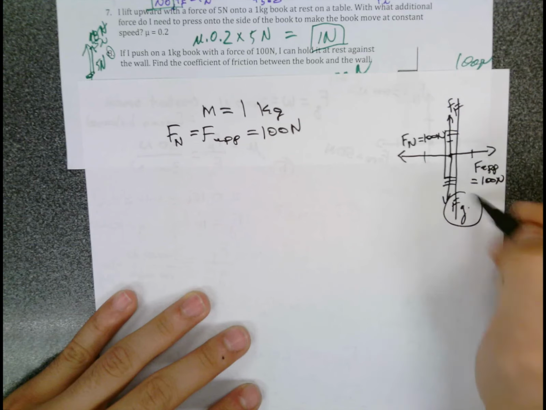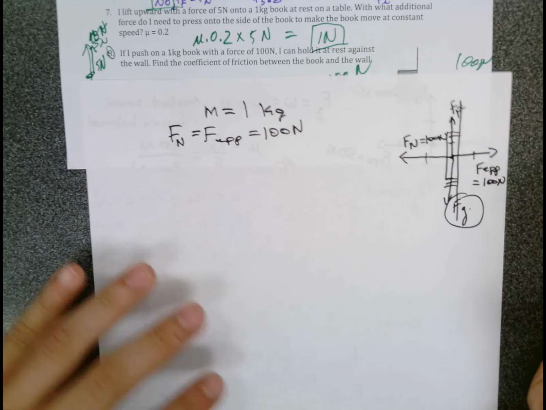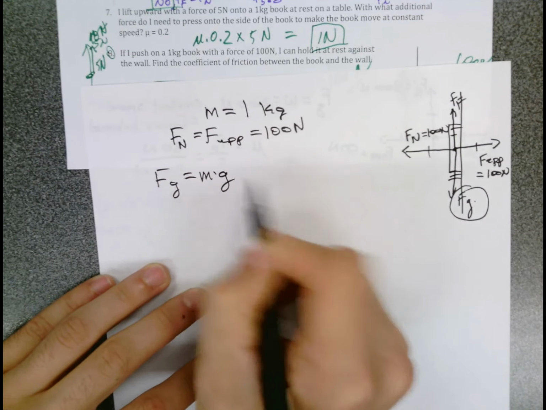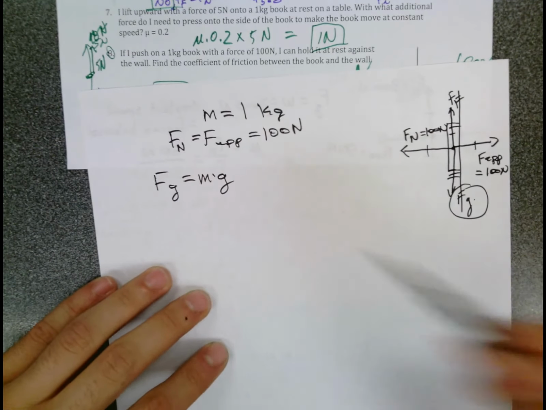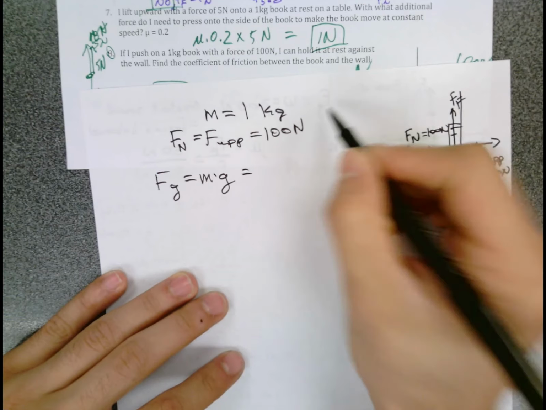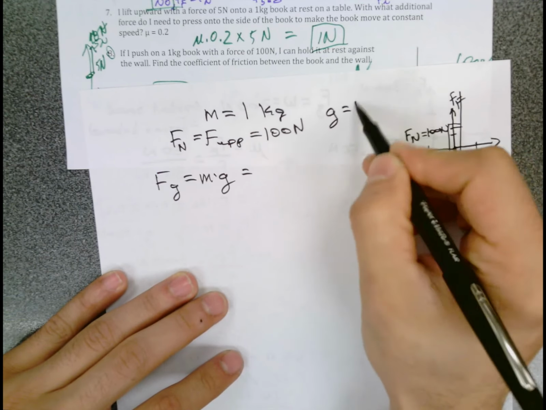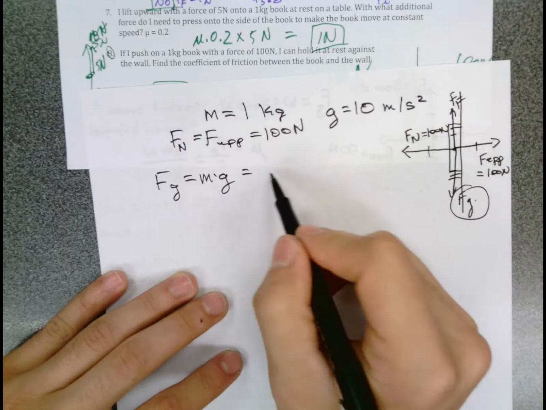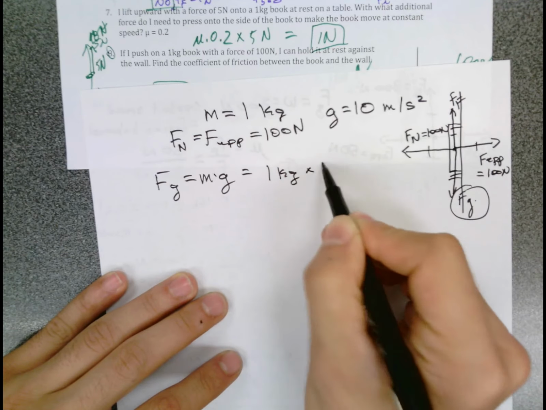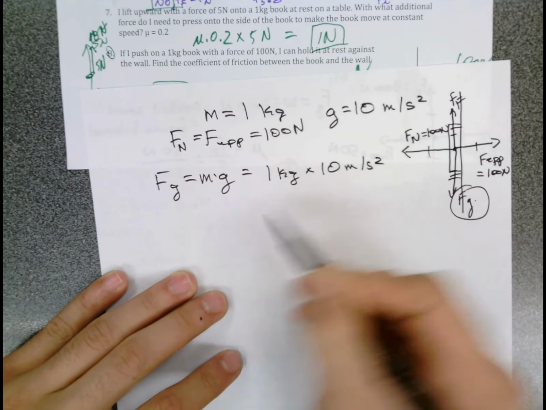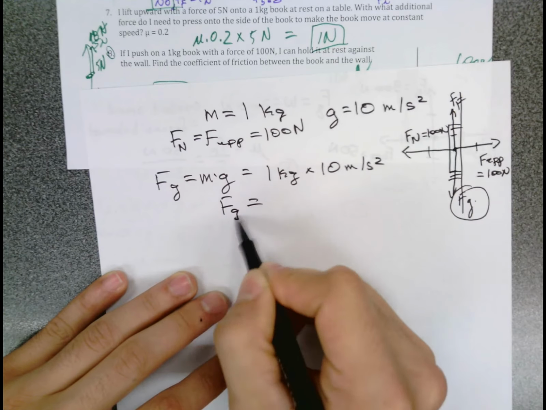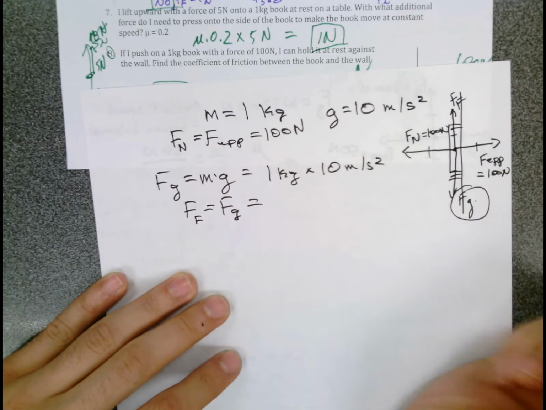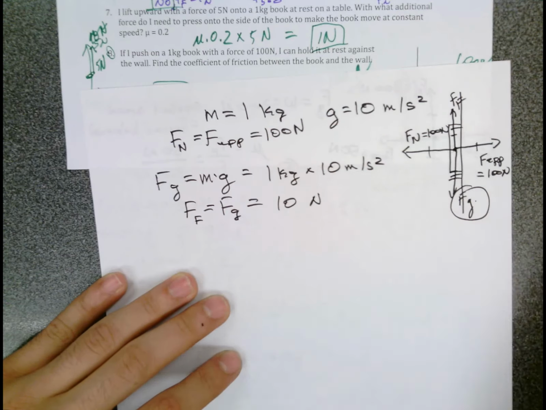And we actually have an equation for the force of gravity. The force of gravity is equal to mass times the acceleration due to gravity. Using our givens, we know that the acceleration due to gravity is estimated at 10 meters per second squared. So we have 1 kilogram times 10 meters per second squared, and you get a force of gravity that is equal to the force of friction, which is 10 newtons.